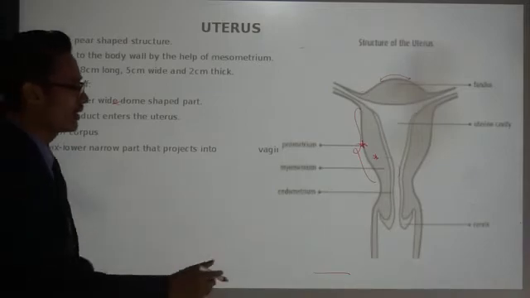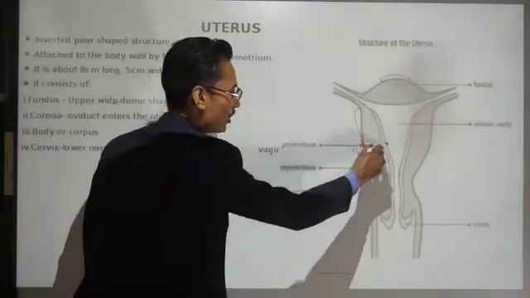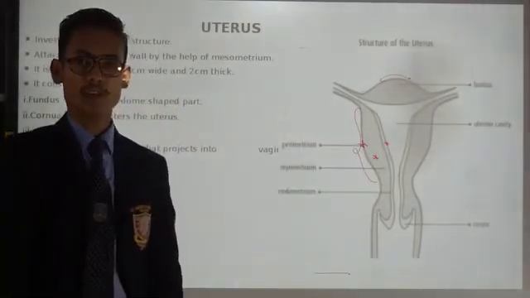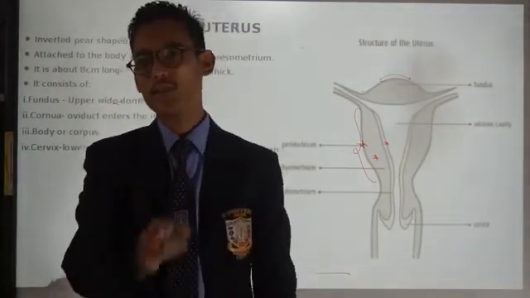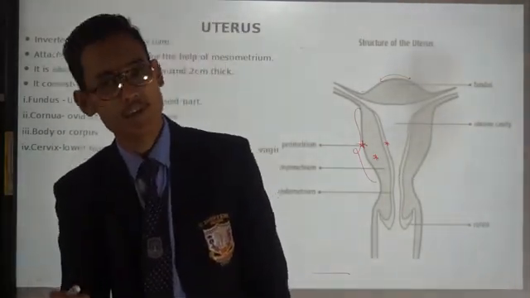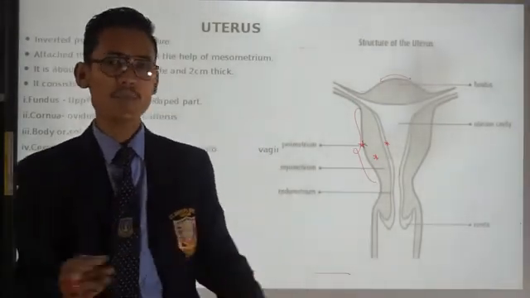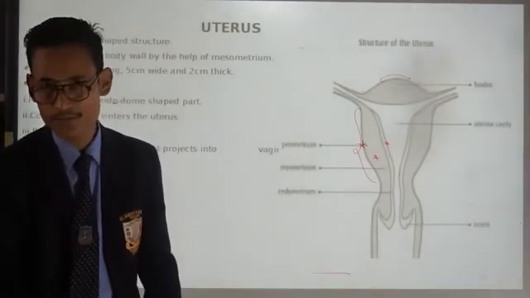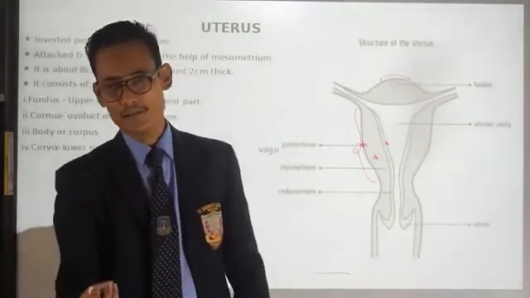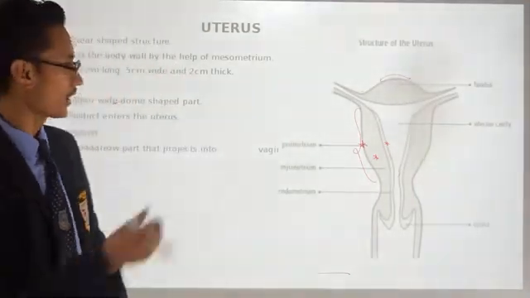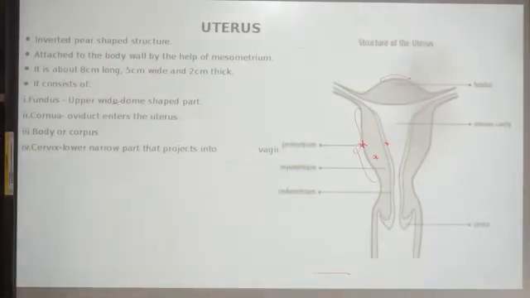And the innermost layer is called the endometrium. This endometrium undergoes cyclical changes during the menstrual cycle. Each and every month, this endometrium has to undergo change in order to maintain a possible pregnancy. Clear for you now? Okay. So let's go to the next part now.